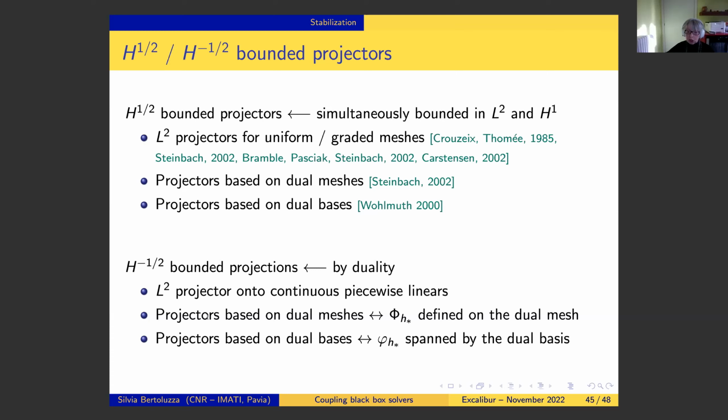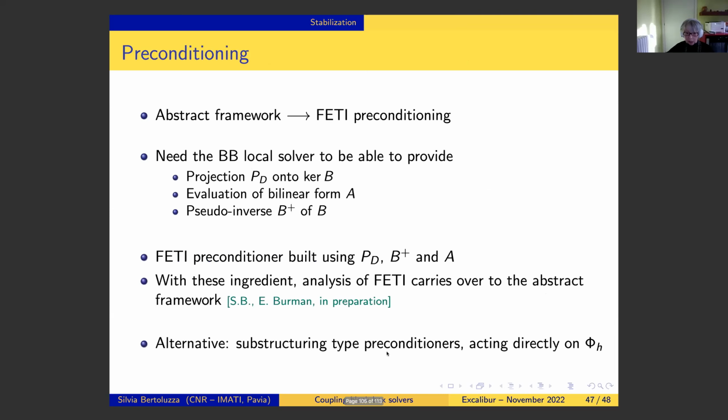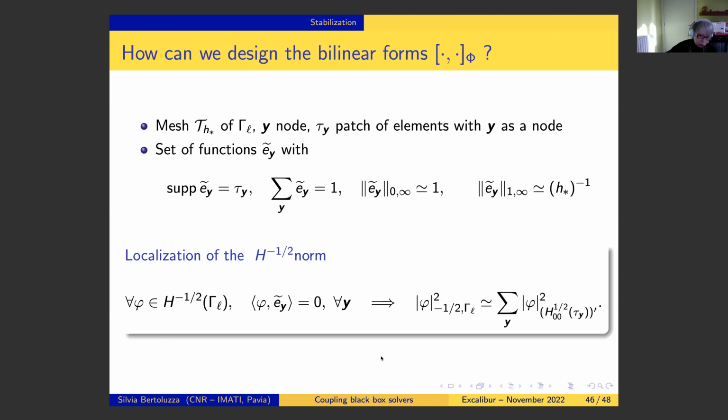Then you could use a projector based on dual meshes if you use for your multiplier space the one living on the dual mesh, or you can use as phi h the space spanned by the dual basis, and you have a projector on the dual basis. Let me skip this. No, okay, maybe I have time to finish this.